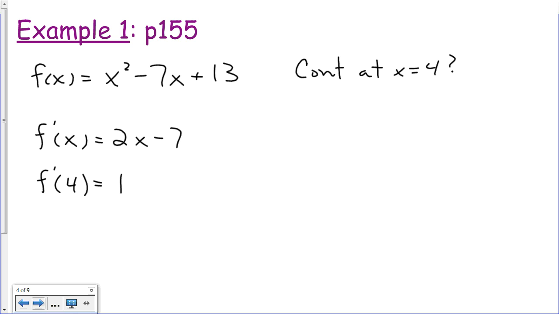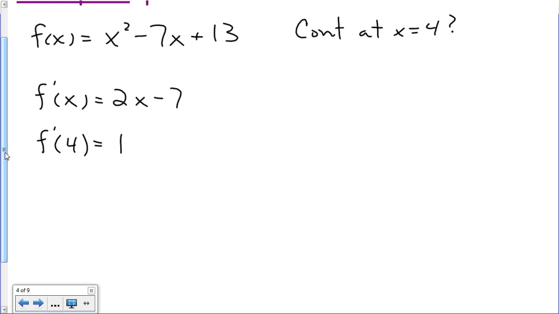So this function is differentiable at x equals 4. Again, differentiability just simply means that I can plug in a value into the derivative and I get a number out. And that's what I have here. I plugged in 4 into the derivative and I got a value of 1 out. So I can conclude that this function is differentiable at x equals 4. And thus, from my property, it must also be continuous at x equals 4.